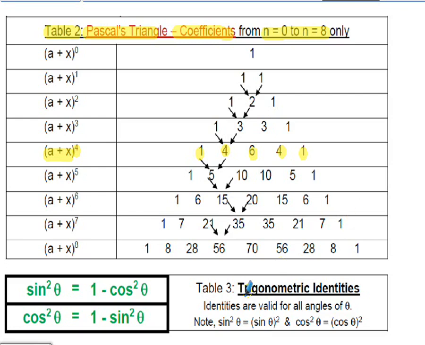We will also be referring to trigonometric identities in some of the questions, and the two Pythagorean identities we're going to use are sine squared theta, which can be written as 1 minus cos squared theta, and cos squared theta is equal to 1 minus sine squared theta. They both come from the trigonometric identity sine squared theta plus cos squared theta equals 1, but I've just rearranged them there for your convenience. Again, for your reference, if you want further information on Pascal's triangle or trigonometric identities, please refer to separate presentations.